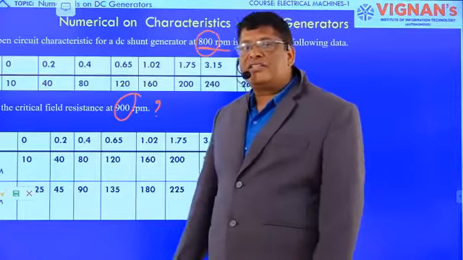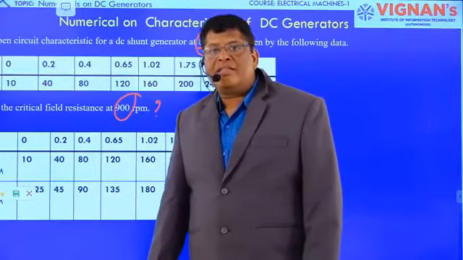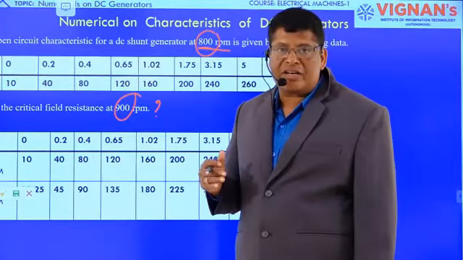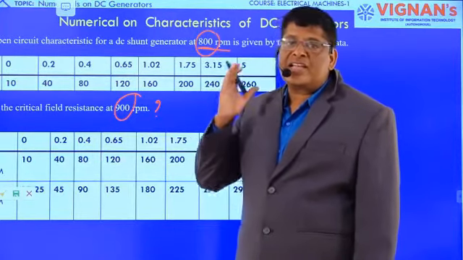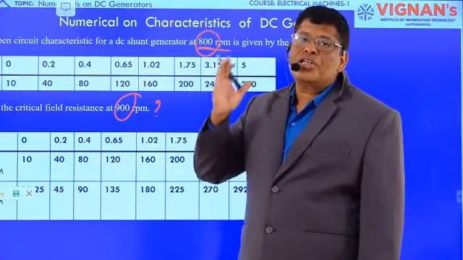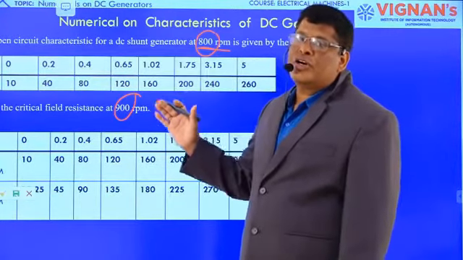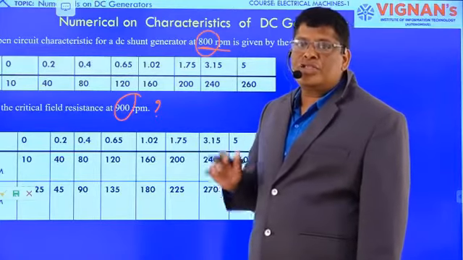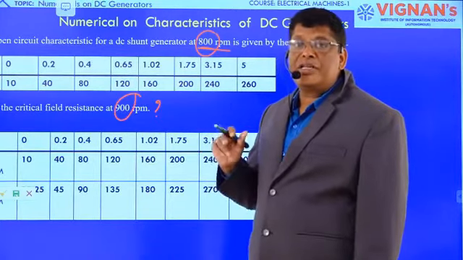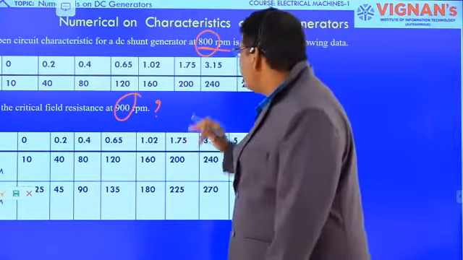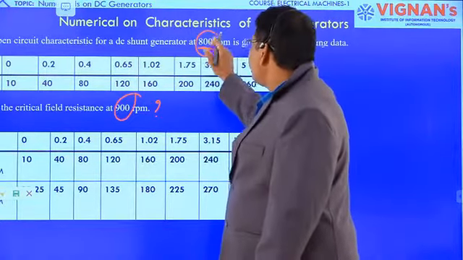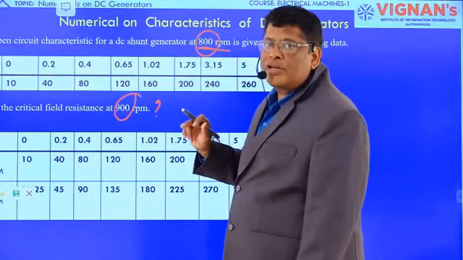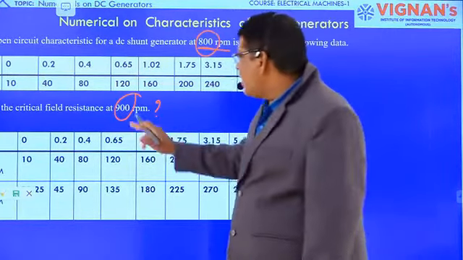The critical field resistance is defined as the shunt field resistance of a generator at which it is exactly tangent to the most linear portion of the OCC curve at a given speed. Speed is very important. Here he has given the data at 800 RPM, but they asked us to find the critical field resistance of the generator at 900 RPM.